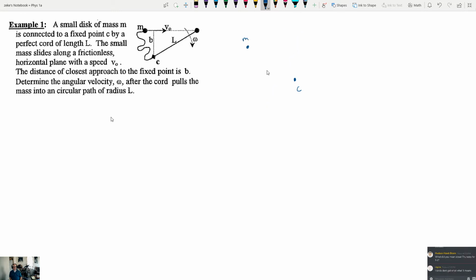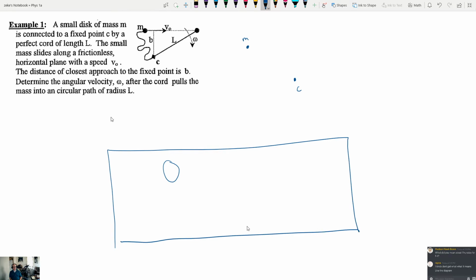Just like what it's saying, basically. So you have a flat surface. I'm going to draw my own picture of this. You have, let's say, a fixed point right here. This is like point C. And there's a string that connects this object right here to point C. And this object is sliding to the right with a velocity v.